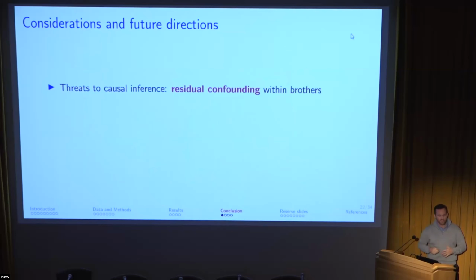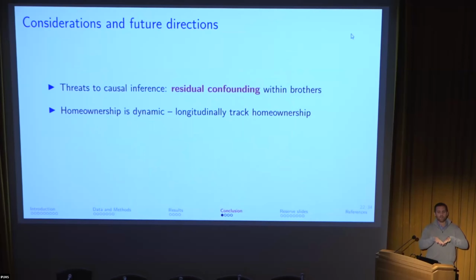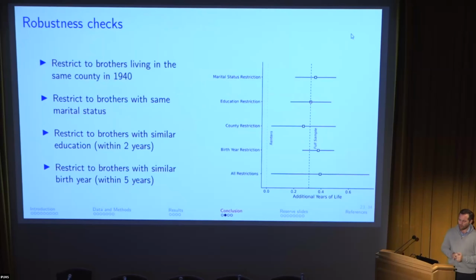So a few considerations and future directions. First, there's of course always the possibility of residual confounding within sibling pairs. And I'm going to briefly show you a robustness check that we ran to try and account for that. Second, I'm observing homeownership status cross-sectionally at one point early in the life course. And as we know, people leave homeownership. That doesn't happen very often, but it happens. And more importantly, people come into homeownership. So that's an important consideration when you're thinking about these results. And I'm happy to talk more about that in the Q&A. And finally, of course, this is very historically dependent for this specific time period in these specific cohorts.